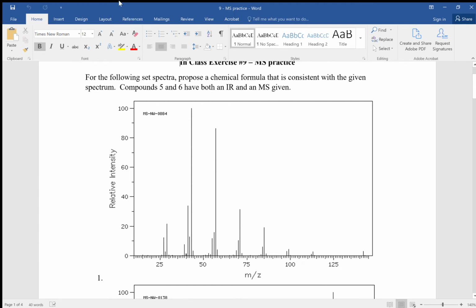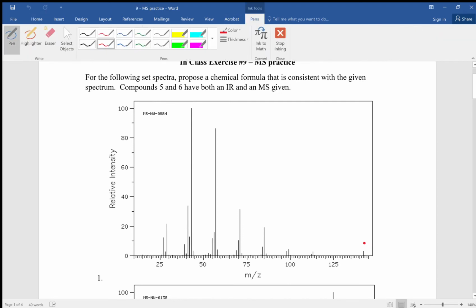And so in the first four of these, we have just the MS, but in 5 and 6, we're going to be able to go a little bit further because in addition, we also have the IR spectra given to us. So largely what we do here is going to be based on the parent peak. In this first spectrum, we can see our parent peak out here at 142.